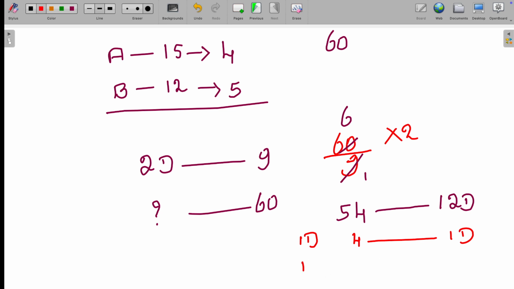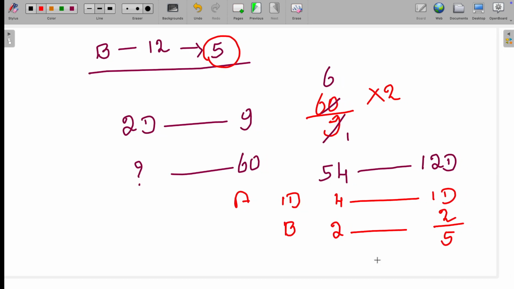Next day who will come? B. Next day B will come. It is A, then B will come the next day. But what is his capacity in 1 day? Is he required for a full day? We don't need a full day. Then how to write that? He has to do 2 parts, but his capacity is 5. Out of 5 he will do how many parts? 2 parts. That many days he will take. 2 by 5 days he will take.